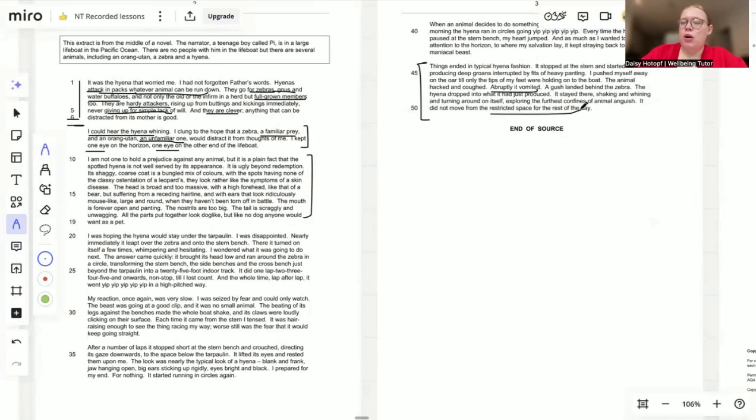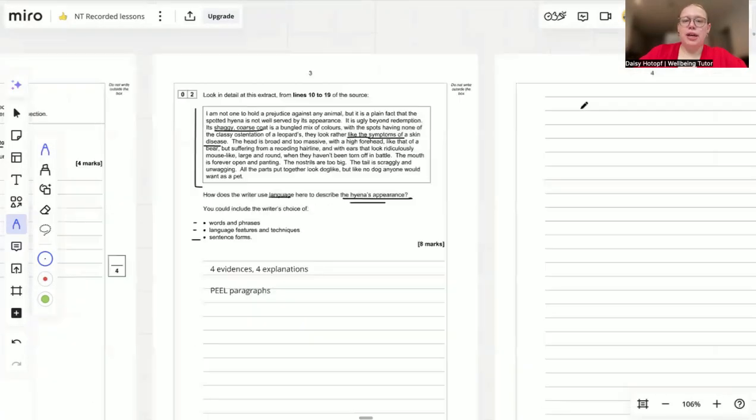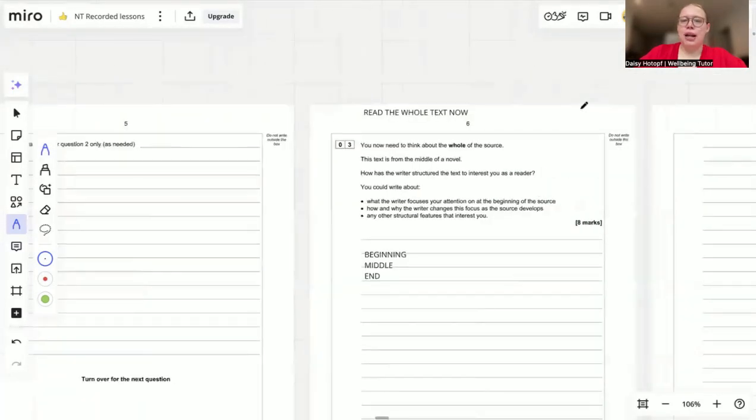What are we left with in this extract? What are we left with this extract? So usually the extract will be from a novel, and usually it'll be from the middle of the novel. It might be from the start, it might be from the end, right? They'll give you an extract at a certain point in the novel, and they will always tell you where it is. So up here, they say it's from the middle of the novel.